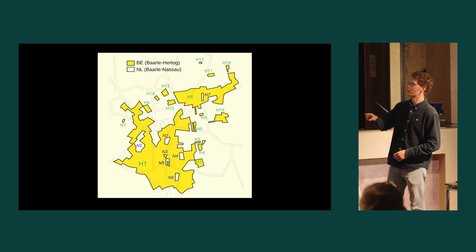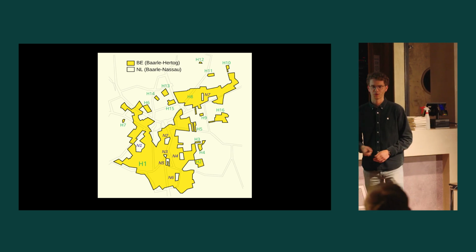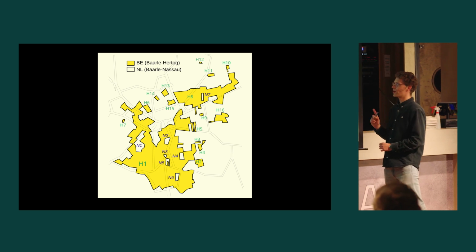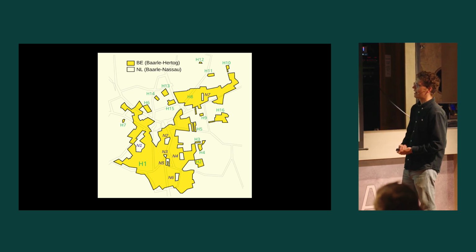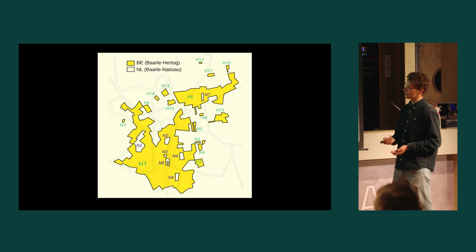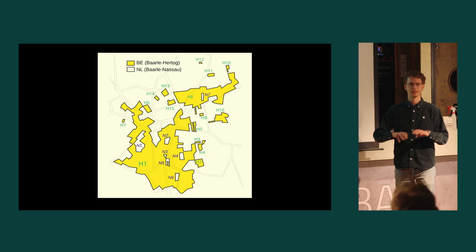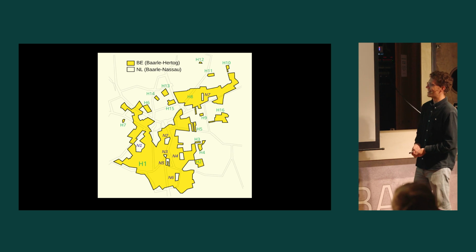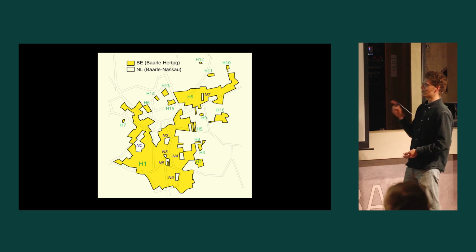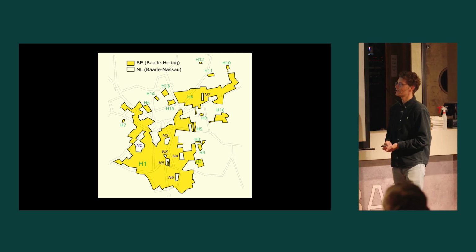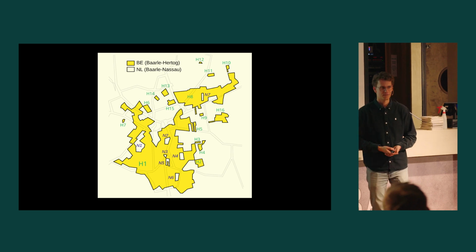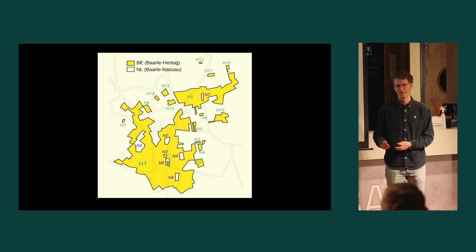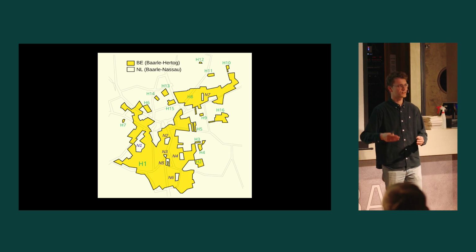This is a map of Baarle-Nassau and its Belgian counterpart, Baarle-Hertog. Here you can see the deep yellow parts are Belgium. An enclave is basically a part of a country completely surrounded by another country. Quite fascinating. Here you can see all these parts of Belgium in the Netherlands. And then you even have something called a counter-enclave, which is a piece of a country inside an enclave. So it's a country inside a country inside a country.